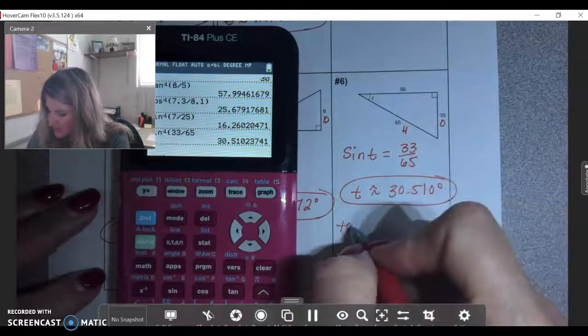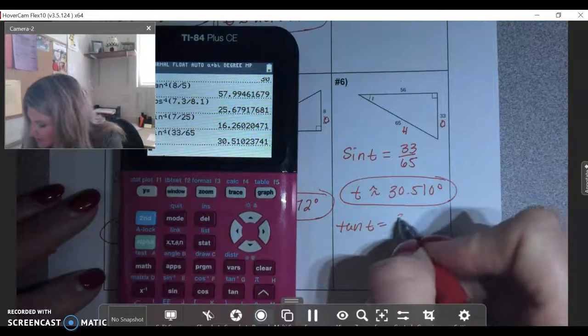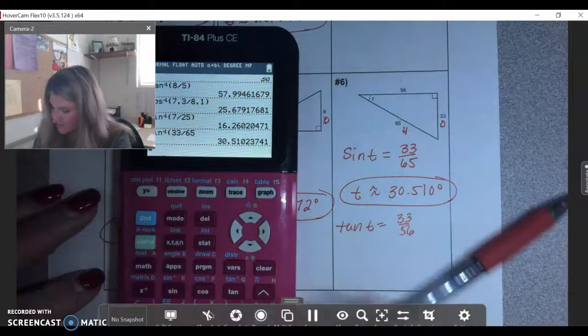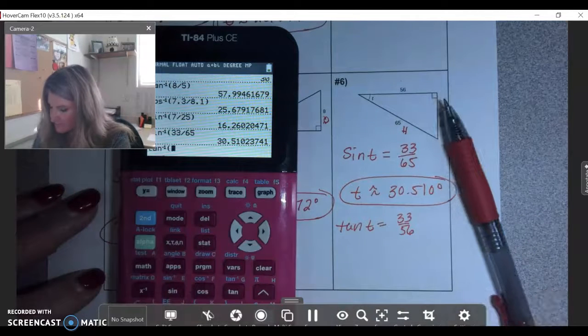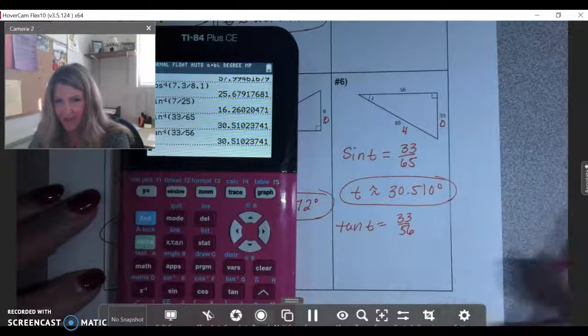Maybe you chose to use tangent. If you used tangent, you would have done opposite over adjacent. You would have done this. You get that same answer. Okay? Pretty cool stuff, right?